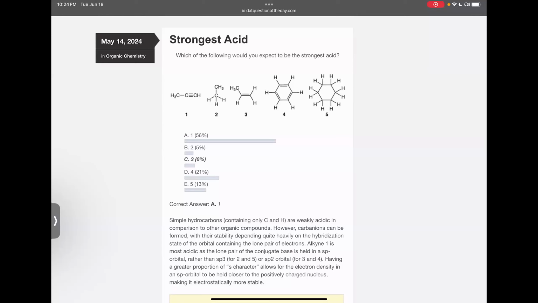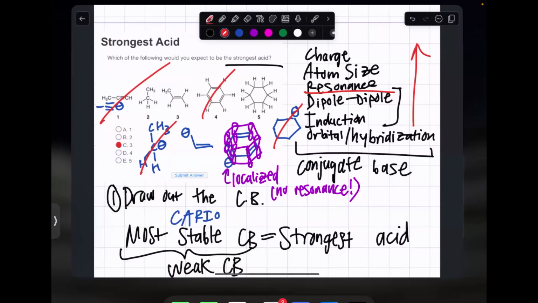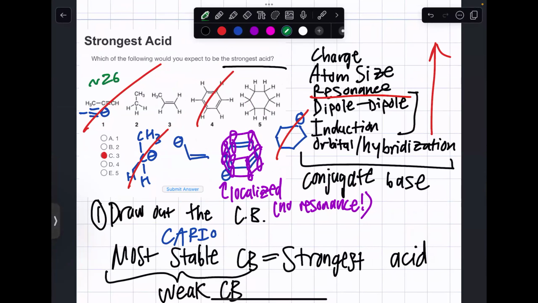Let me make sure. Because I thought resonance overpowers hybridization. But I'll make sure. Let me search up the pKa of a terminal alkyne and the pKa of an allylic alkene. See which one's lower. Terminal alkynes typically get deprotonated. Oh, so the pKa of a terminal alkyne is around 26. The pKa of an allylic alkene is around 43. 26 is lower, so that's more acidic.